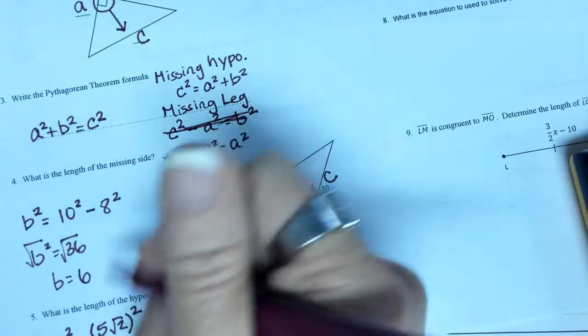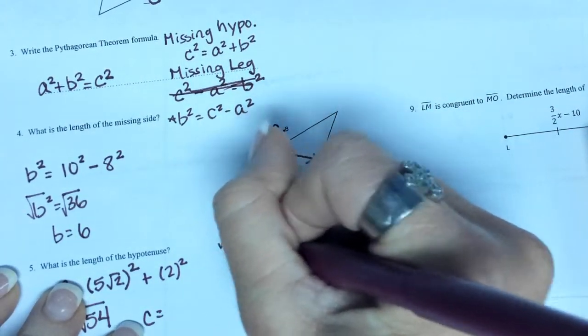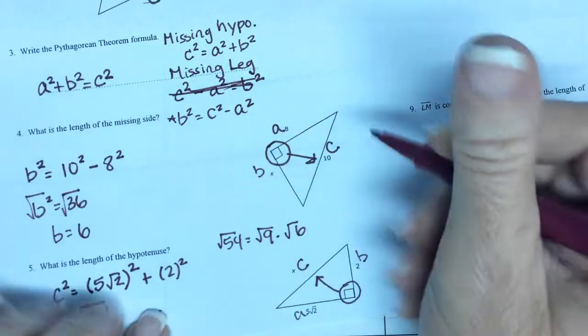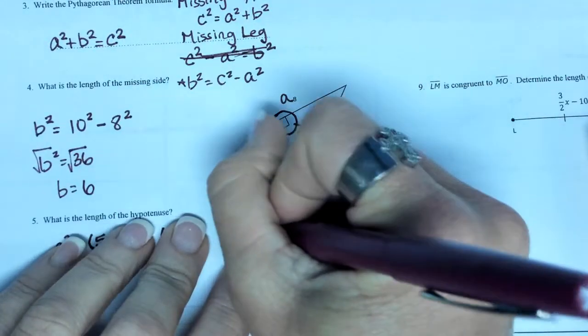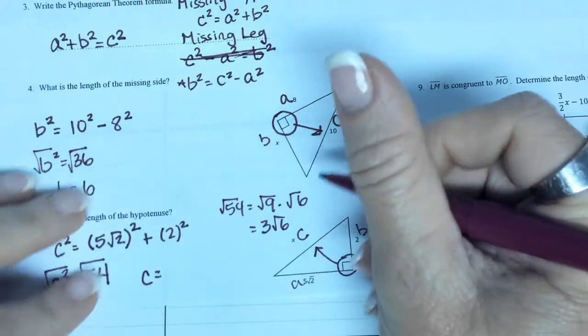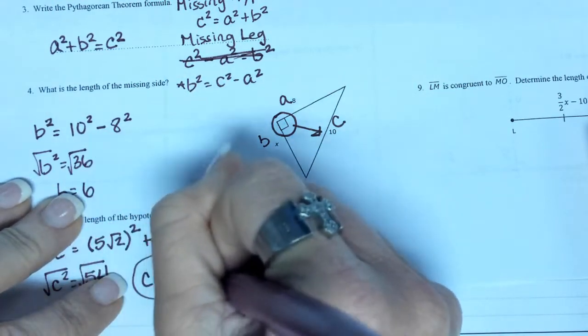So that means I can take up here, I'm going to do it up here, this square root of 54, and I'm going to rewrite it as the square root of 9 times the square root of 6. And then I can go ahead and simplify it further by taking the square root of 9, which is 3, and that leaves me with the square root of 6. So C is going to be 3 square roots of 6.